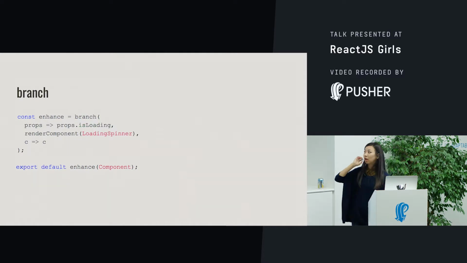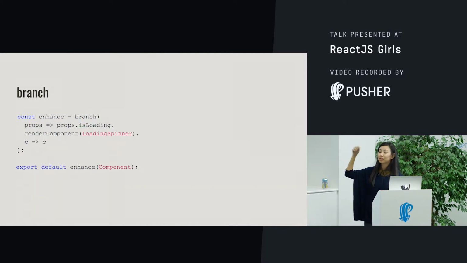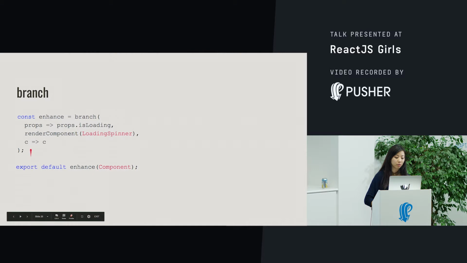Branch is another good one. So the first argument it takes is an expression that evaluates to either true or false, and then depending on that, if it's true, it will show a loading spinner. If it's false, it will show the original component. So this is a really useful one for conditional loading of components.